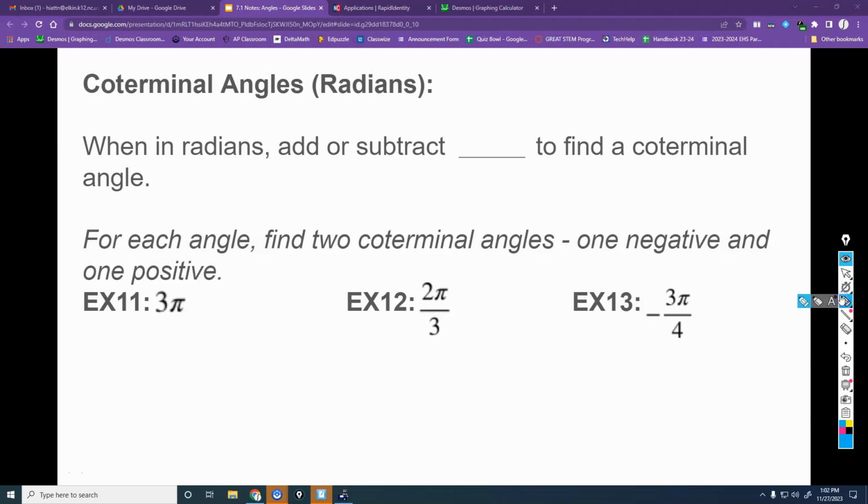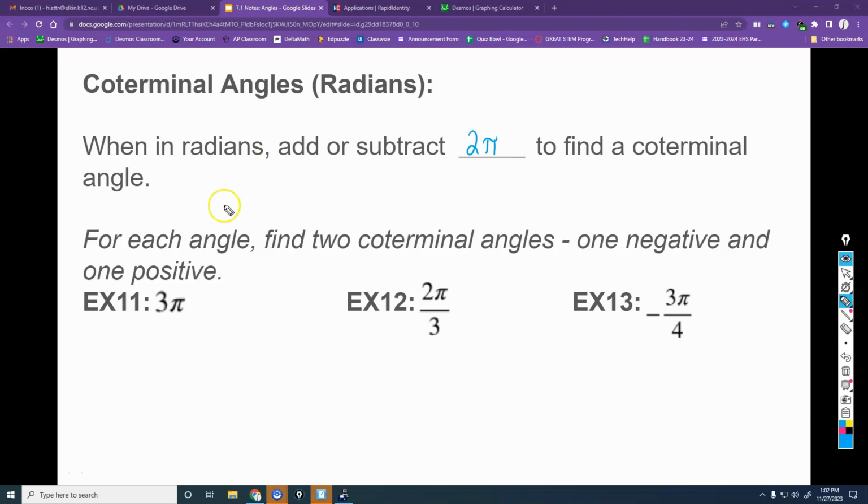The idea is just the same with radians. When you're in radians, you just need to add a full rotation or subtract a full rotation. The difference is that full rotation is not 360 degrees because you're not measuring in degrees. It is 2 pi. So you can add or subtract 2 pi. So the idea is the same as it was whenever we were dealing with the degrees. It's harder to do because you got to deal with the pi's, right?